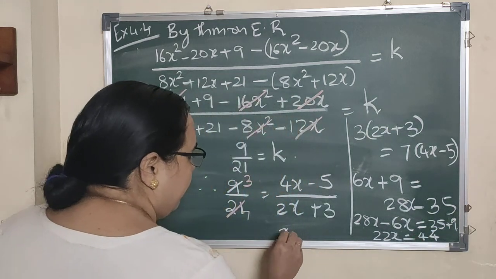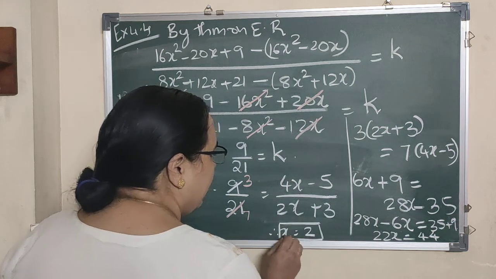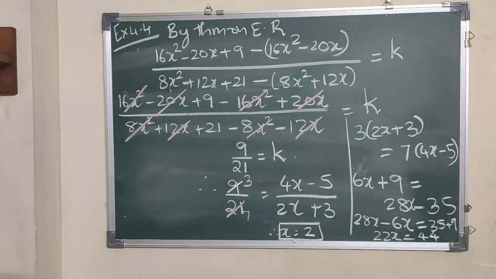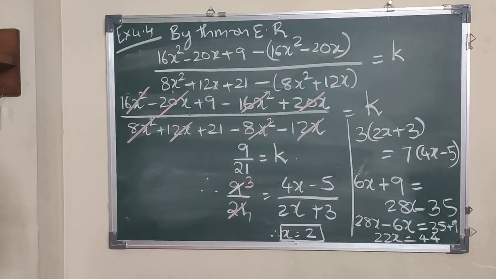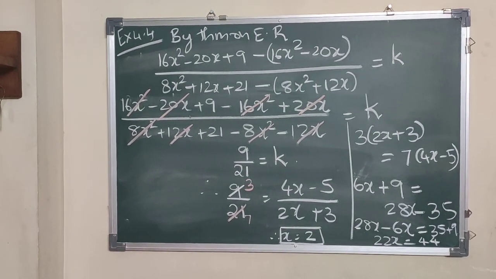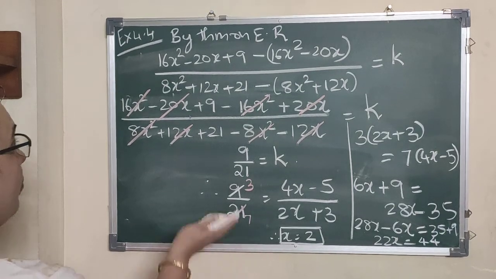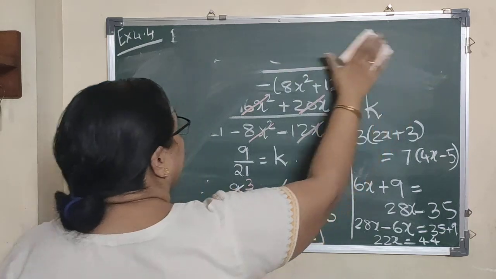So what is the value of x? Therefore the value of x is 2. Once you get the value of x as 2, you can see that you have solved the equation. So the answer for the first one is x equal to 2. Now I hope the sum is quite clear. We go for the second one.